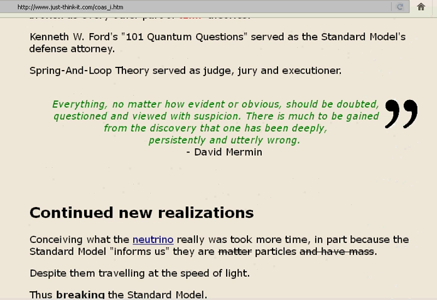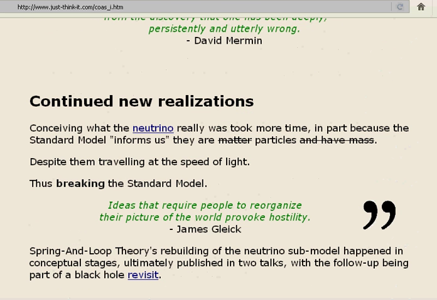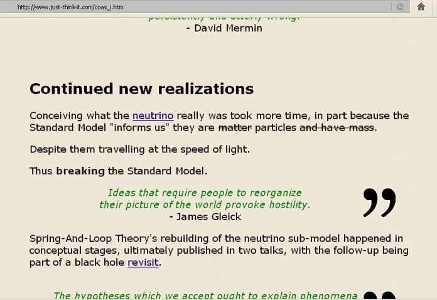Conceiving what the neutrino really was took more time, in part because the standard model informs us they are matter particles and have mass, despite them traveling at the speed of light, thus breaking the standard model. Ideas that require people to reorganize their picture of the world provoke hostility. James Gleick.